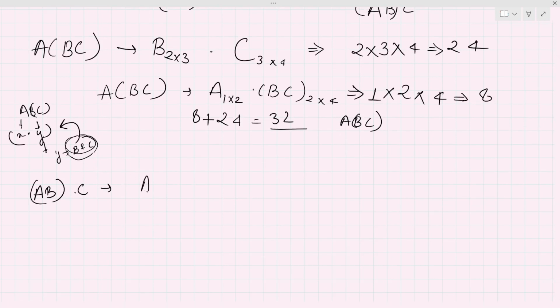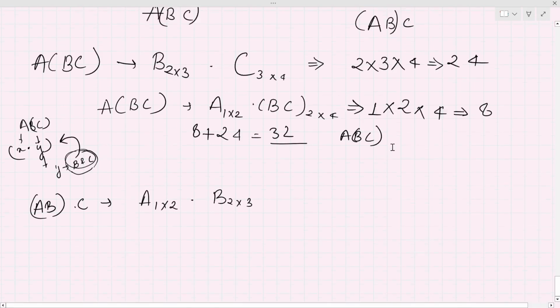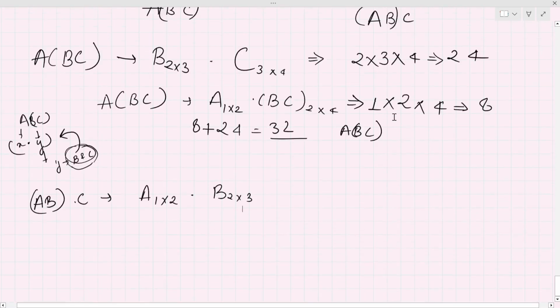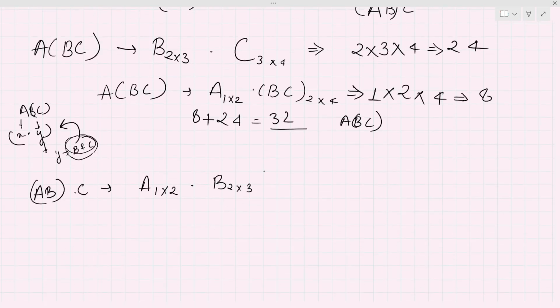Okay, so what's the value of a? The value of a is 1 multiplied by 2, and the value of b is 2 multiplied by 3. Okay, so how are we able to solve this? First of all, we write whatever is present corresponding to a, 1, and what's common in both of the matrices. Common is 2, so 2, and the rest element, which is 3. So the answer is 6. This is the answer of a multiply b.